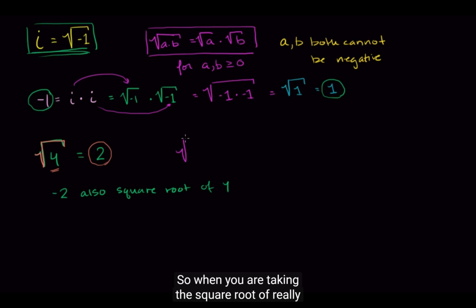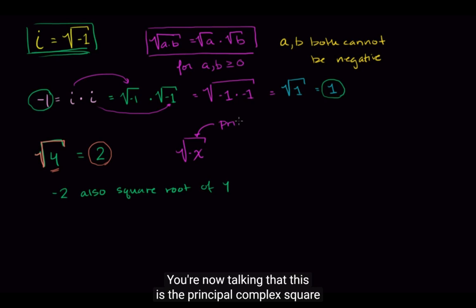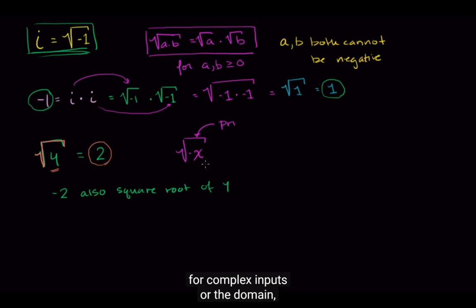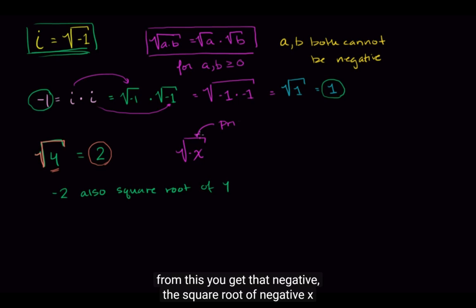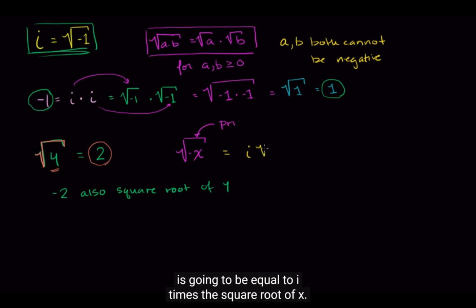So when you are taking the square root of any negative number, you're saying that this is no longer the traditional principal square root function. You're now talking about the principal complex square root function, which is defined for complex inputs, or the domain, and can also generate imaginary or complex outputs, or I guess you could call that the range. And if you assume that, then straight from this, you get that the square root of -x is going to be equal to i times the square root of x.